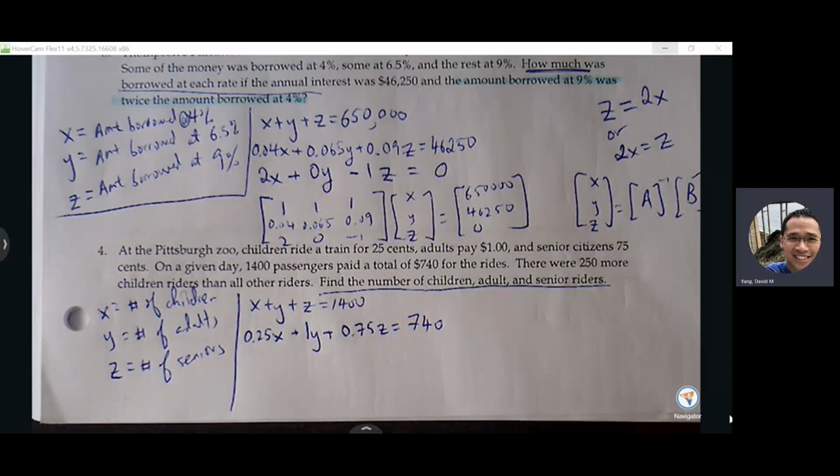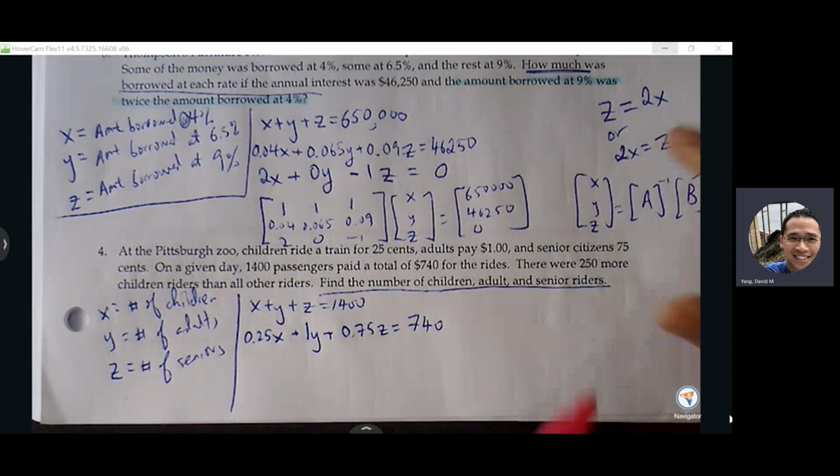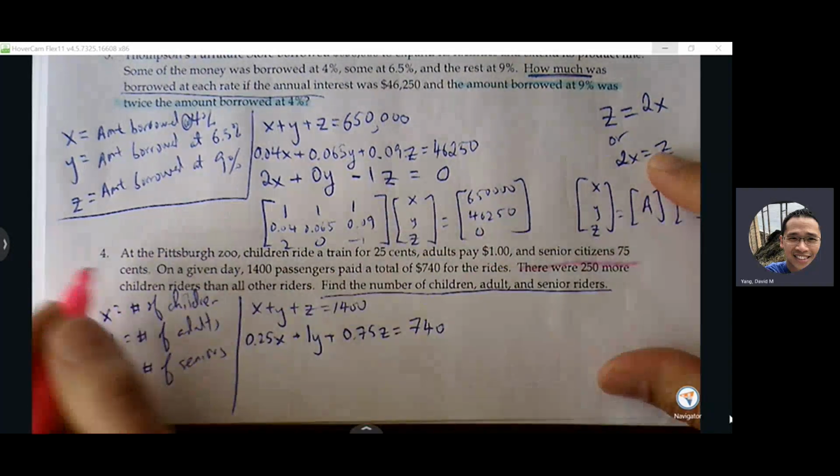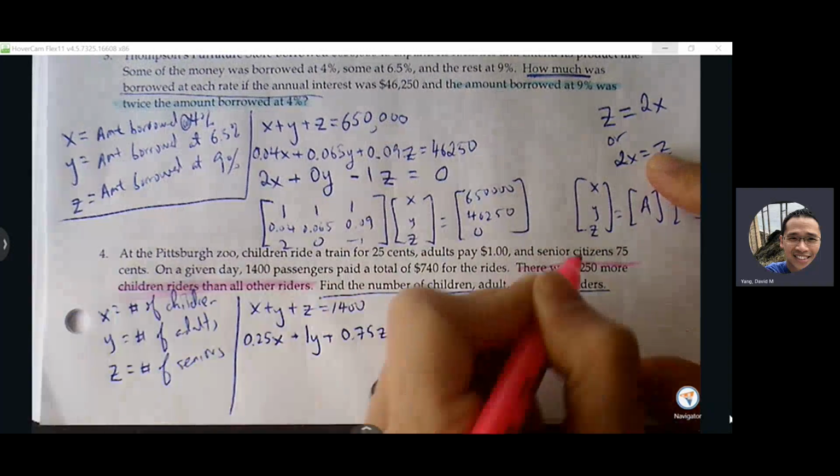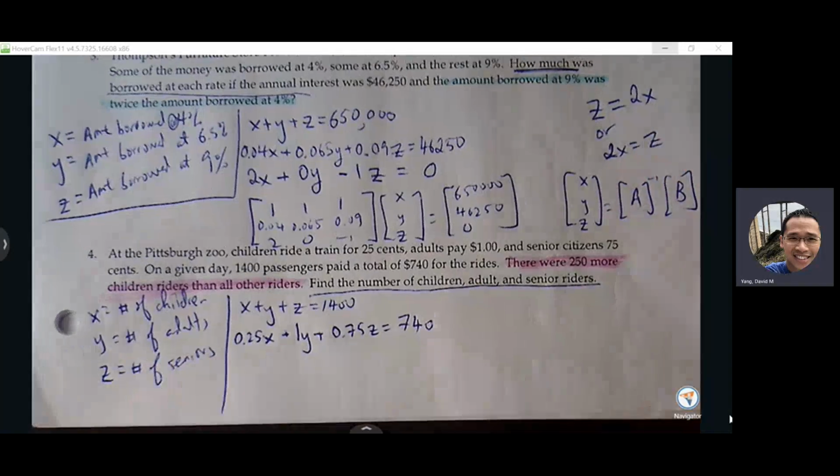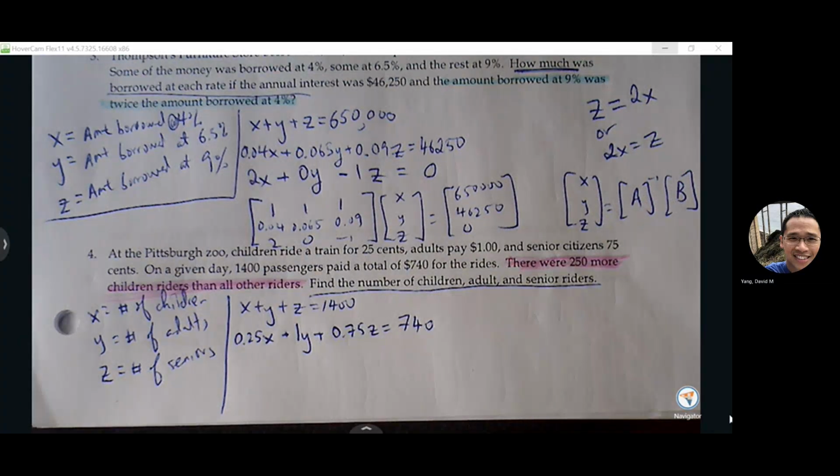All right, this one, we have to be careful with this third sentence here. There were 250 more children riders than all the other riders. So this is going to involve a relationship between X, Y, and Z, and also we've got to put in 250 somewhere. 250 more children riders than all the other riders.